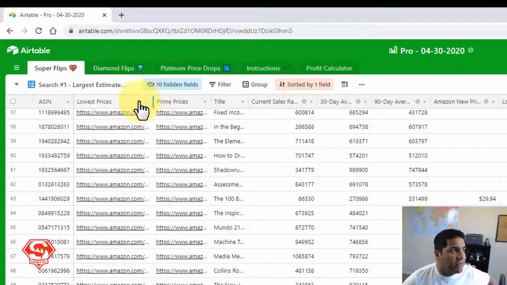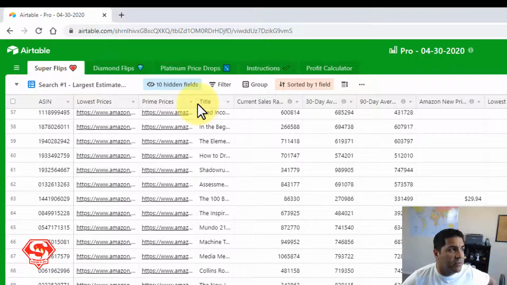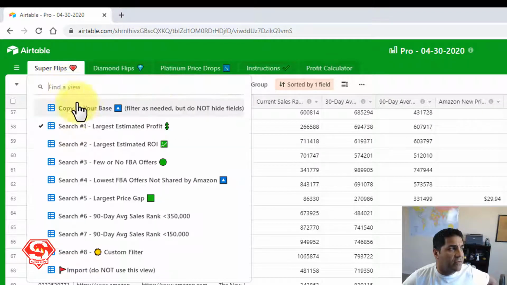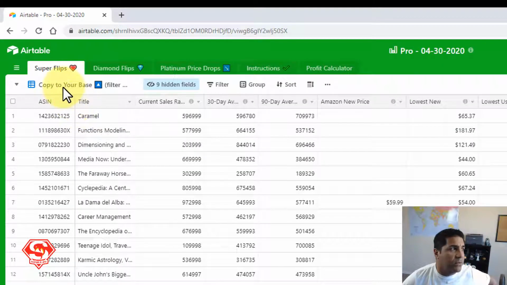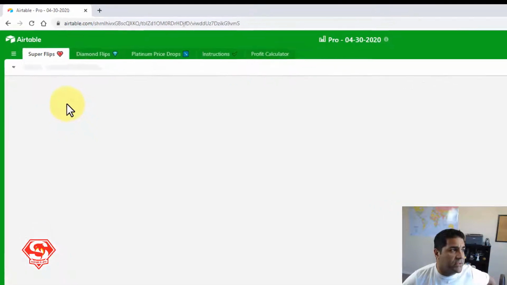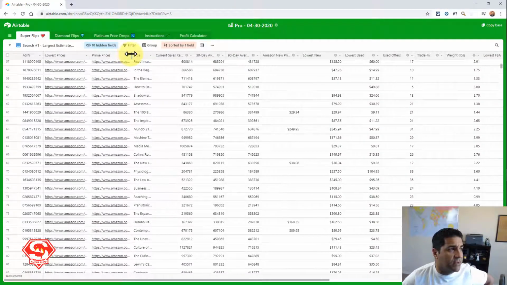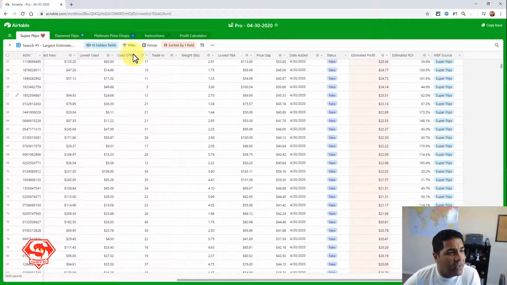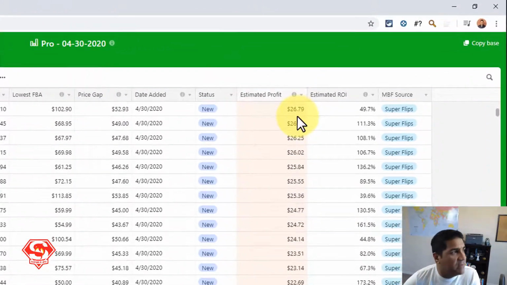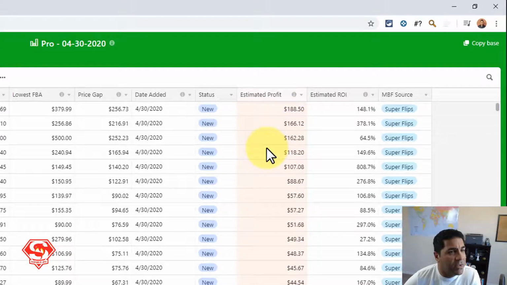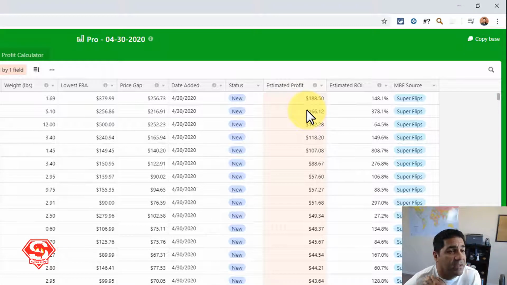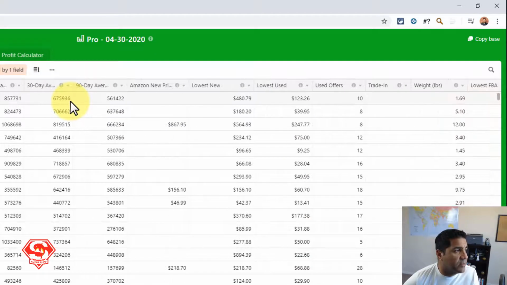Now, if you notice, we see the lowest price and the lowest prime price. Those were not available to you in this view. So that's why we want you to use these, okay, to make it a little easier for you. All right, so we can scroll over to the right, and I was somewhere in the middle. This one says an estimated profit of $188. Wow, okay, so we need to look at it. And keep in mind, these are not diamond flips. We would need to look at them. I have not looked at these books before.